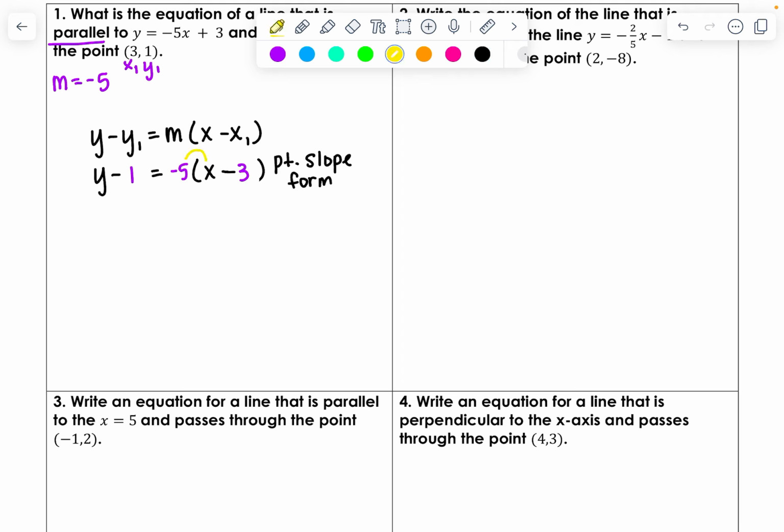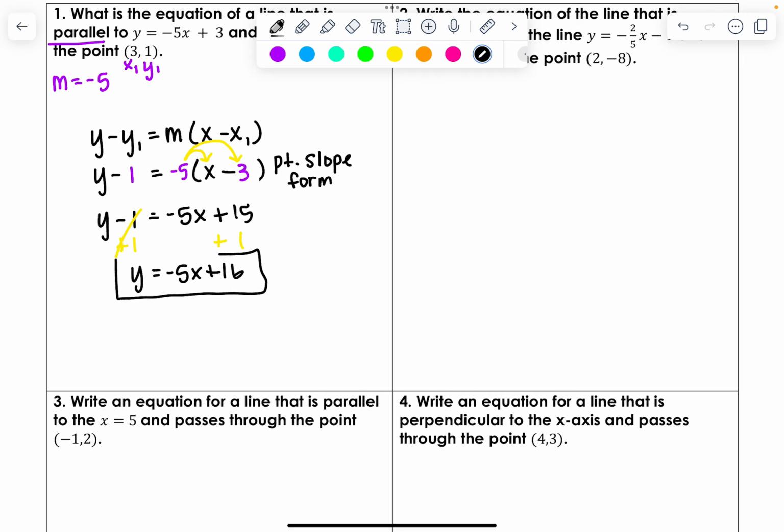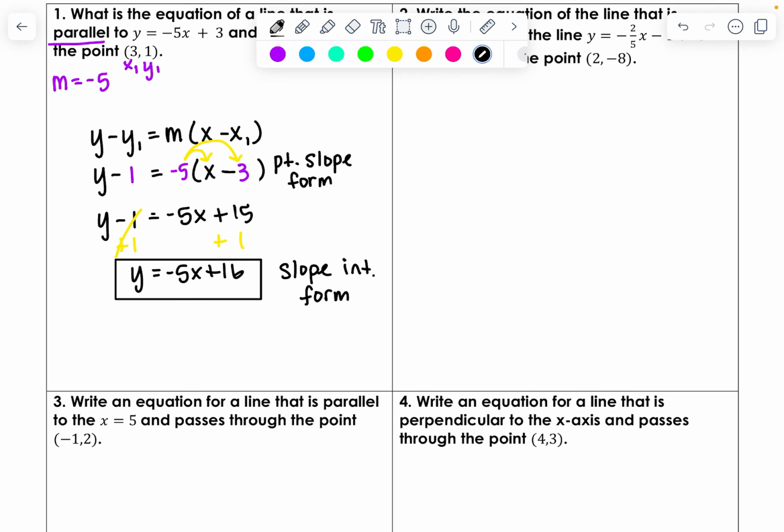So that's fine. I'm going to keep going for the sake of knowing how to do slope intercept form though. Go ahead and distribute the negative 5. So that's going to give us y minus 1 equals negative 5x plus 15. Then we're going to add the 1 to both sides, leaving us with y equals negative 5x plus 16. That is slope intercept form. So you see the difference between the point slope form and the slope intercept form.